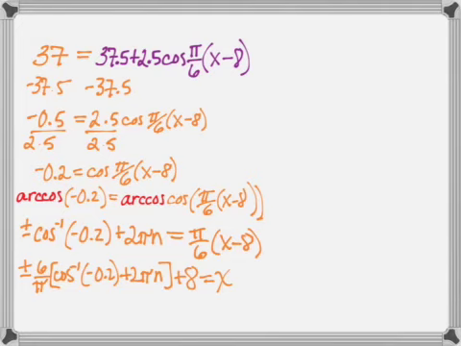How do I get actual numbers? For what? N. I have this value. This integer here gives me all the rotations around the circle. Remember we talked about why we use arc cosine?